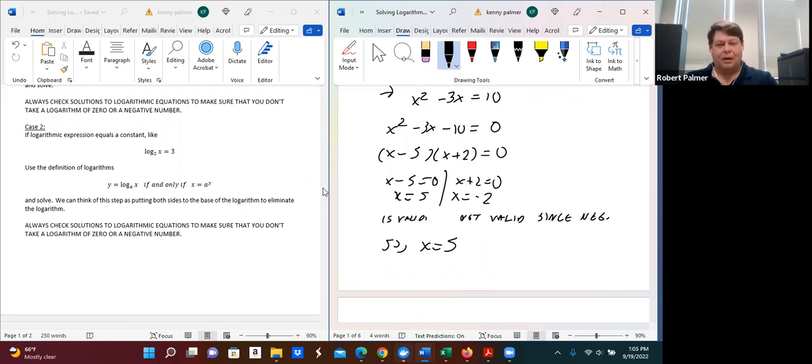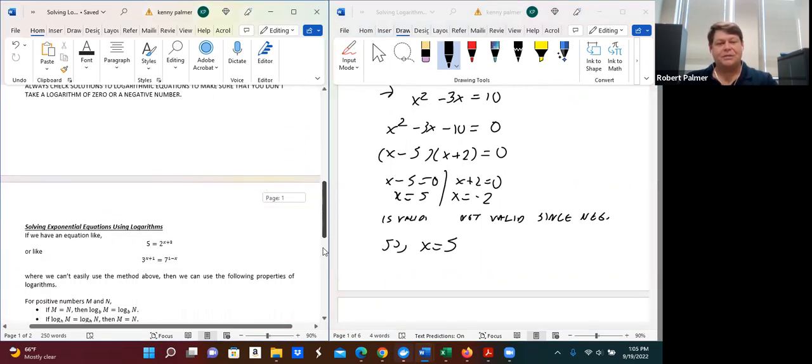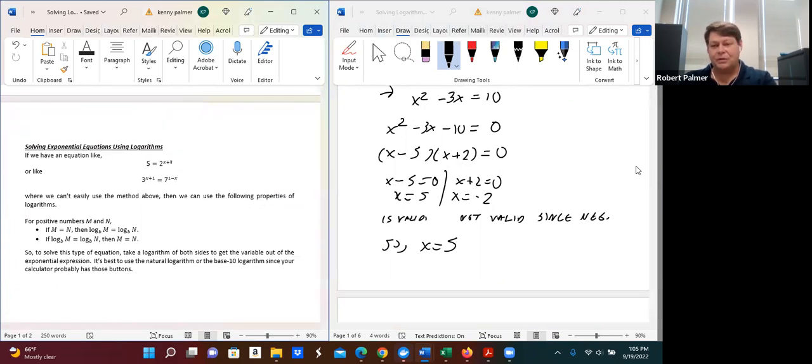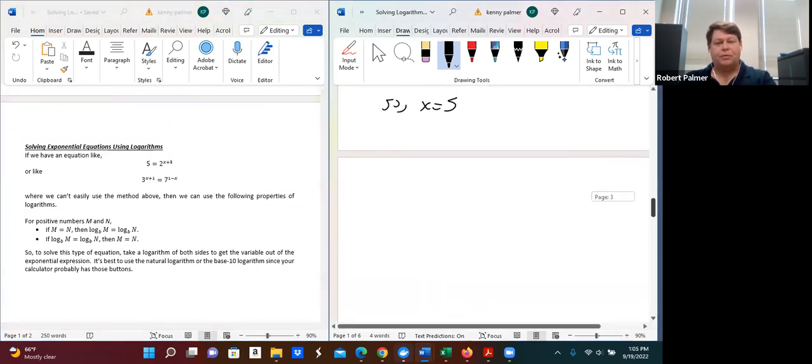Okay. Now let's take a look at our last case, and this is solving exponential equations using logarithms.